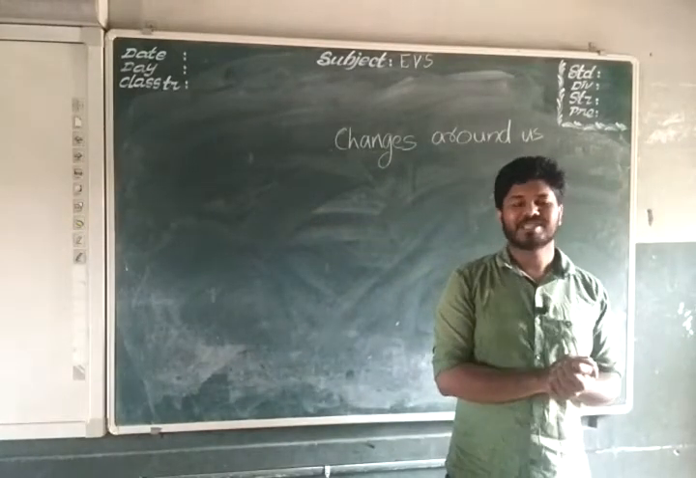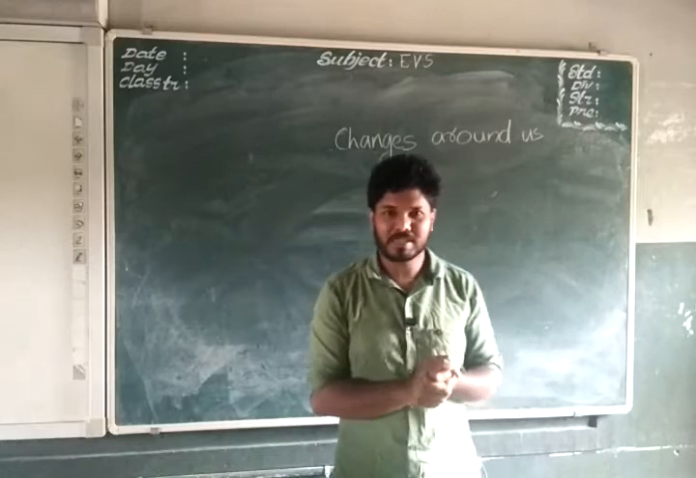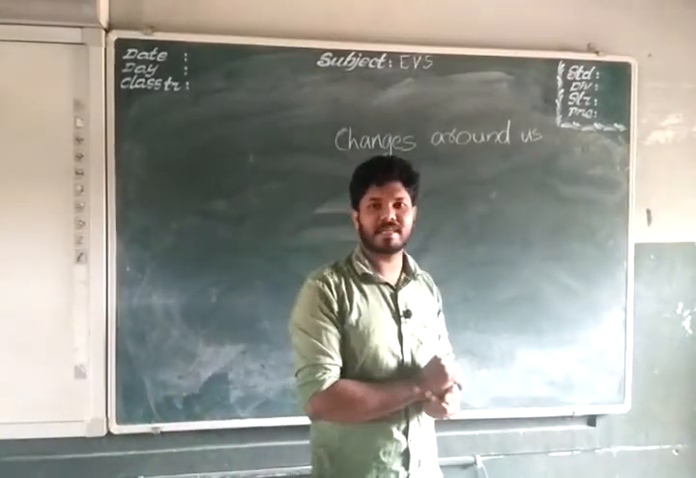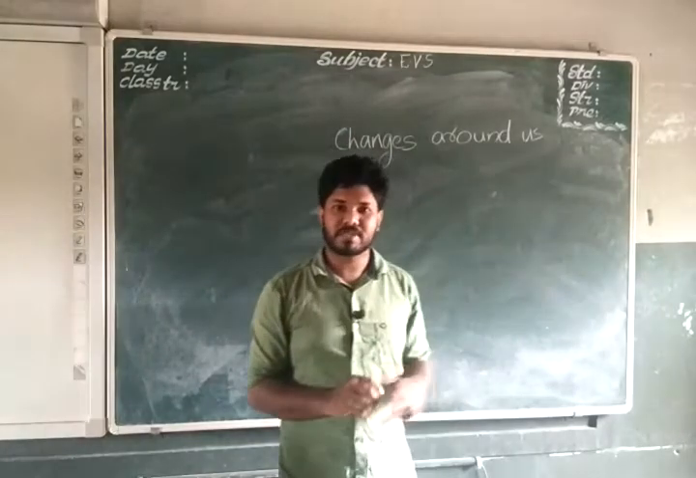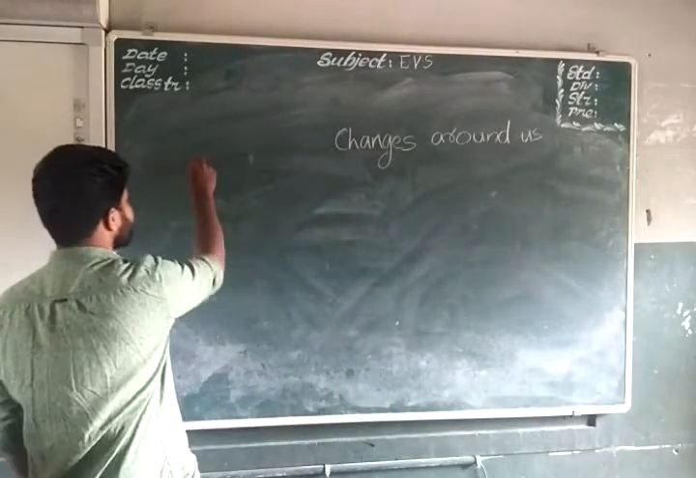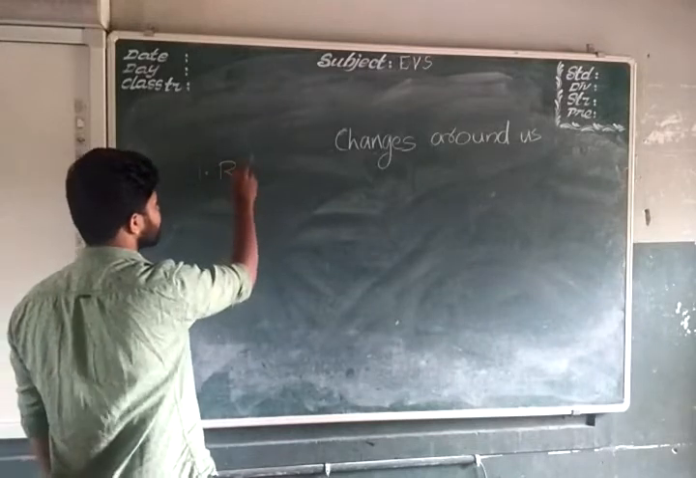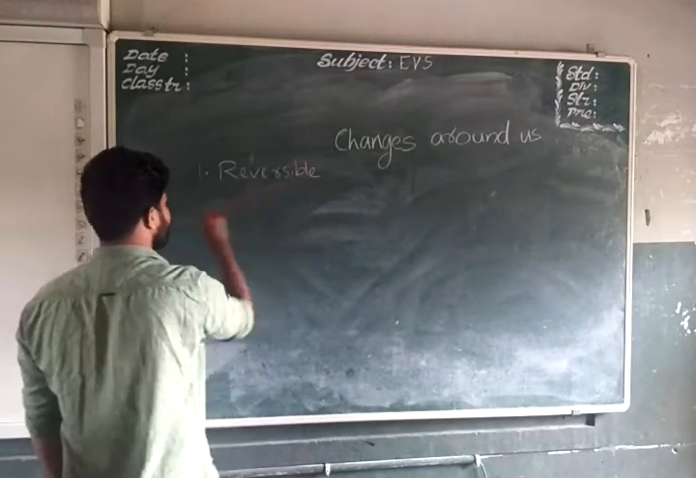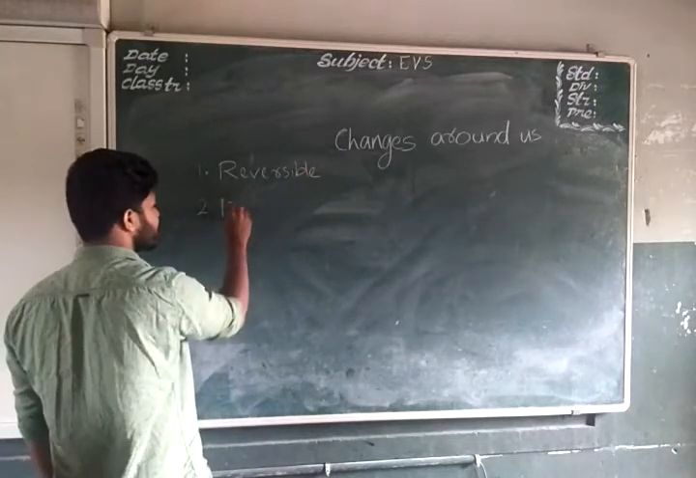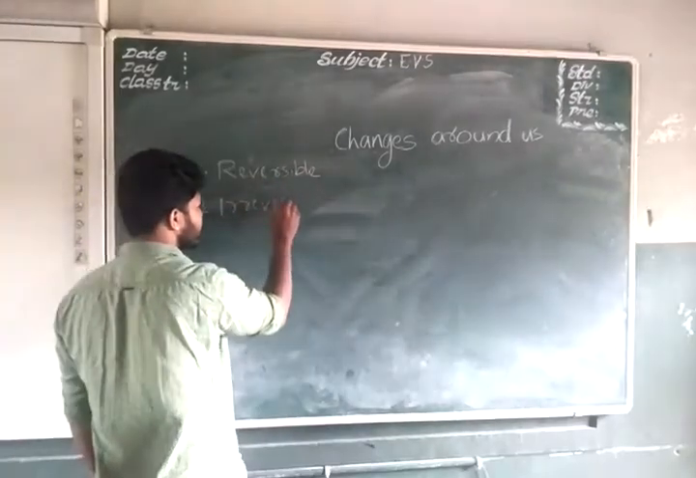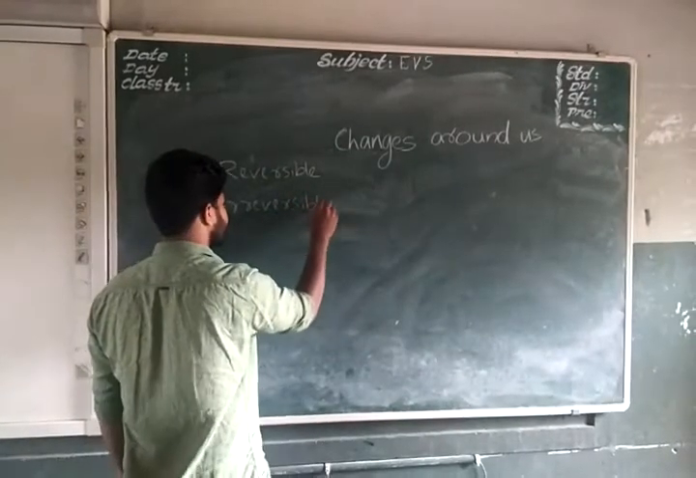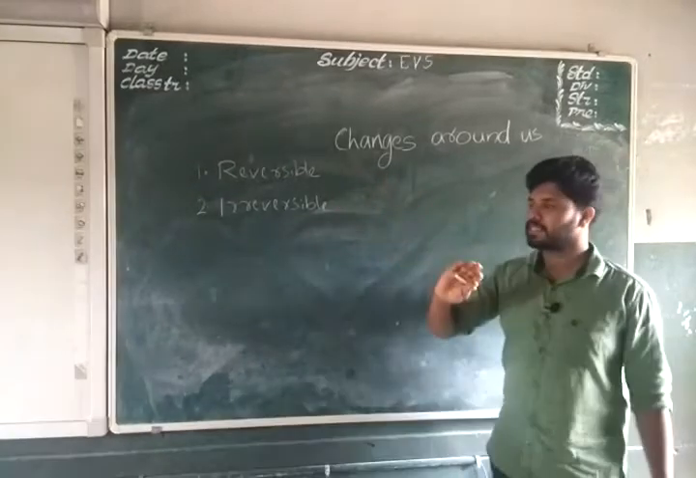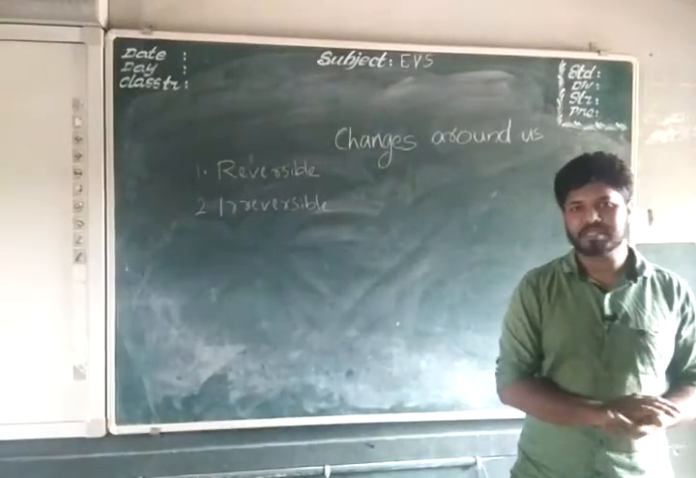Welcome back. Today we are going to discuss more about the changes around us. As we discussed in the last class, there are two types of changes. They are first one, reversible, and second one, irreversible. So let us come to the context. What is reversible change, and next what is irreversible change?